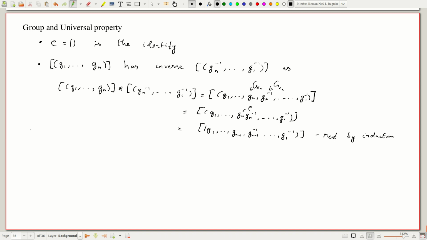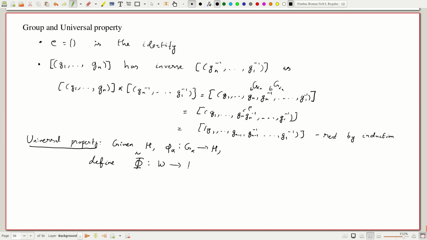That last part is more or less like the proof of homomorphism, so this illustrates where the result comes in. And finally, as far as the universal property is concerned, we are given the data. We are given H, and we are given phi alpha, which maps G alpha to H. So define, let's call it phi tilde, mapping the words to H: phi tilde of the tuple g1, g2, up to gn is going to be phi alpha 1 of g1 multiplied by, this is the product in H, and so on up to phi alpha n of gn.